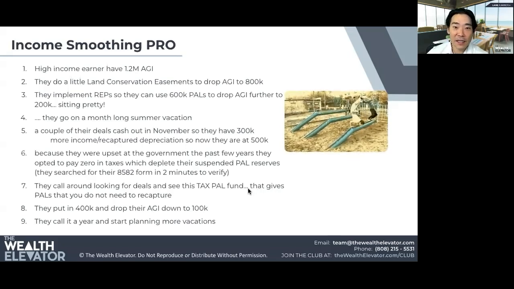And they find, in this case, they go into a tax-centric fund and they get these passive losses and they sharpshoot exactly how much they need and they bring their AGI down to $100,000 and then they go and start more vacations again, right?